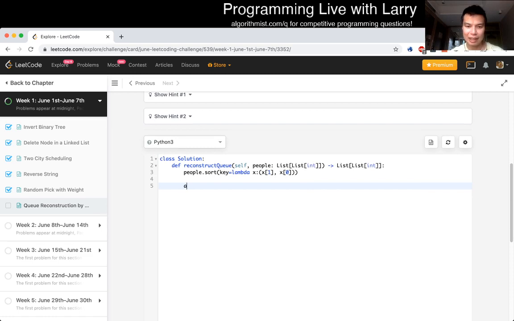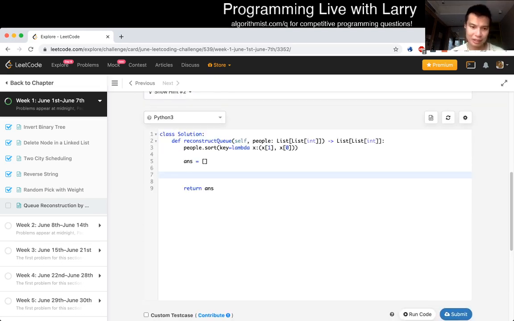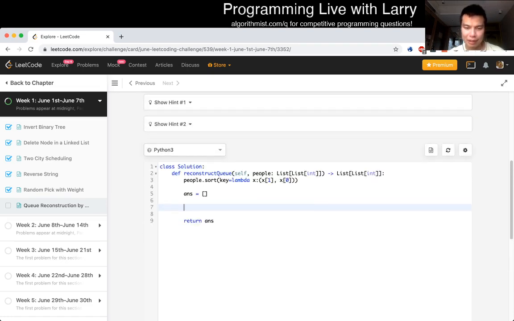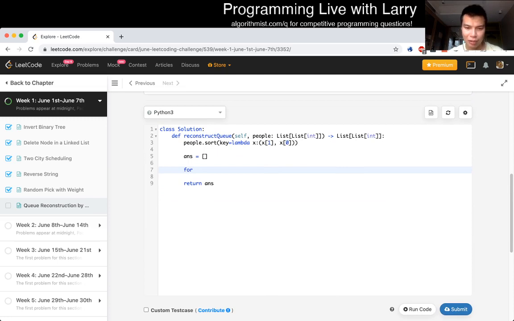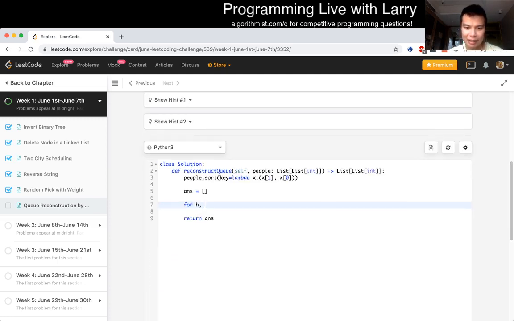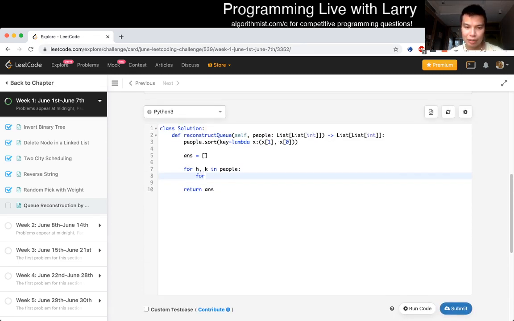But yeah, so now let's just say answer is equal to this. In Python, there's an insert, right? I forget the exact syntax, but it's okay because it's not common that you want to do this, since insert is O of n. But I think this will be okay. So it's good practice anyway. So now let's do for H and K in people. Okay, so now for people already on the queue, let's just go QH, QK in answer.